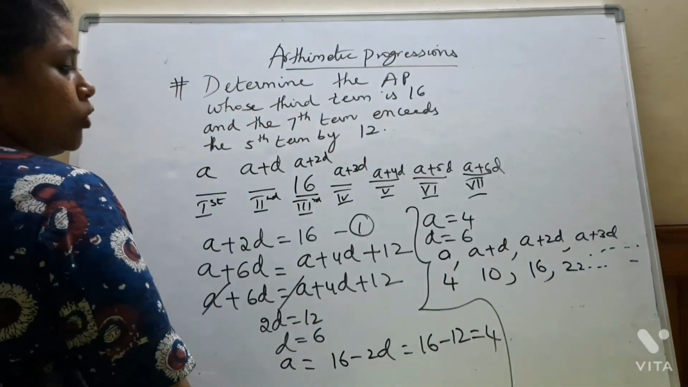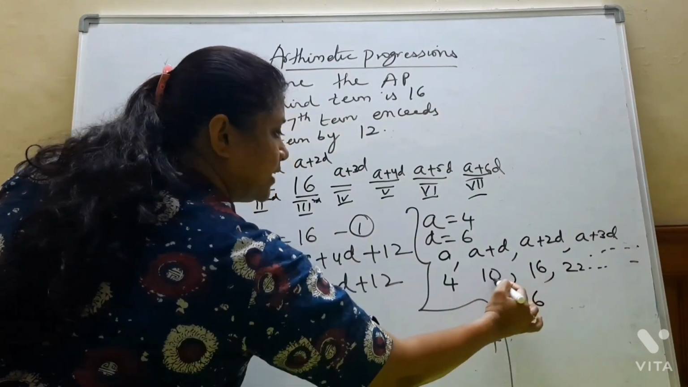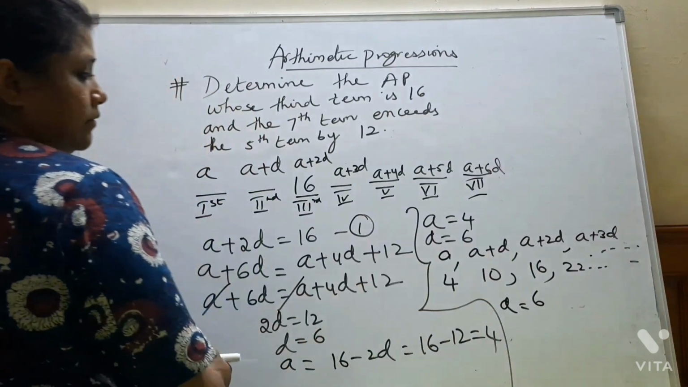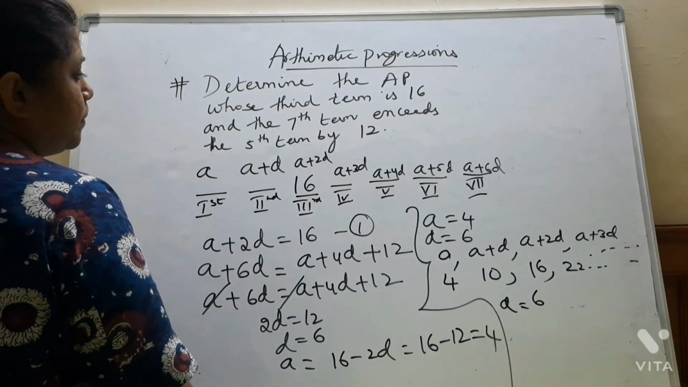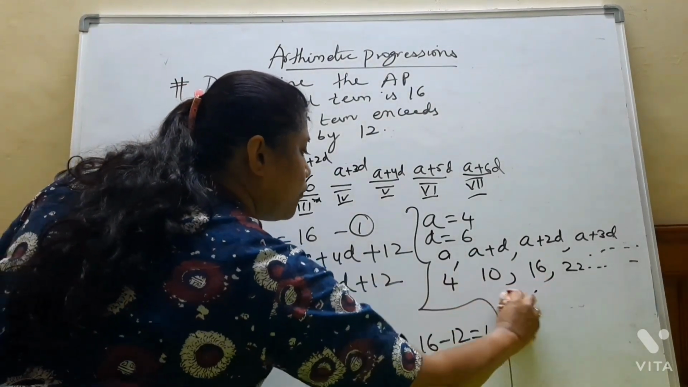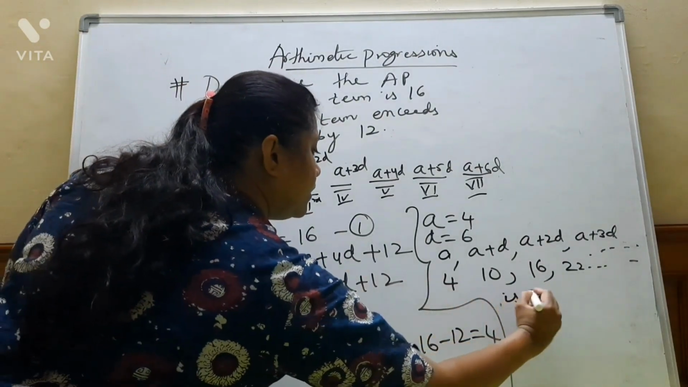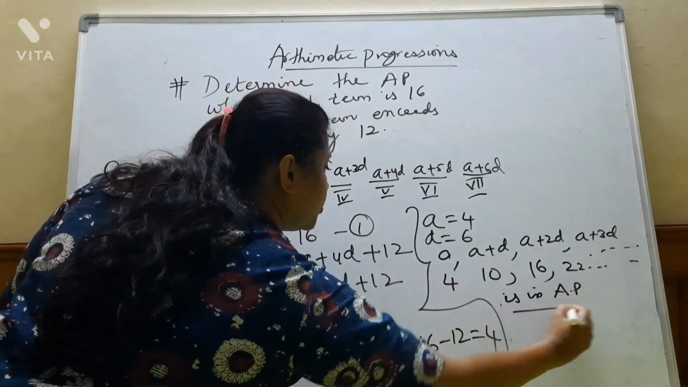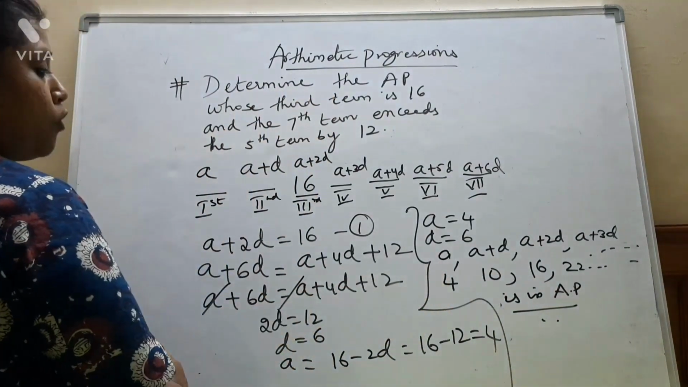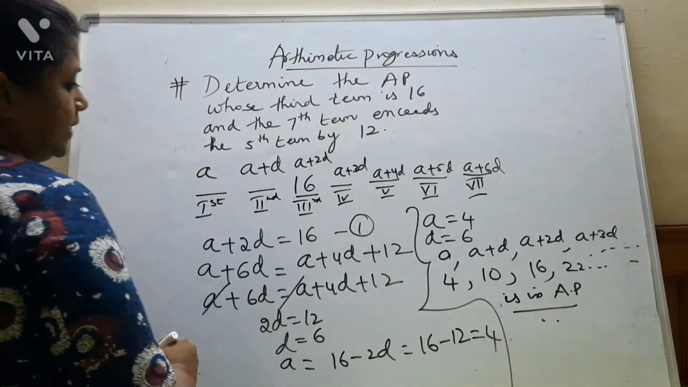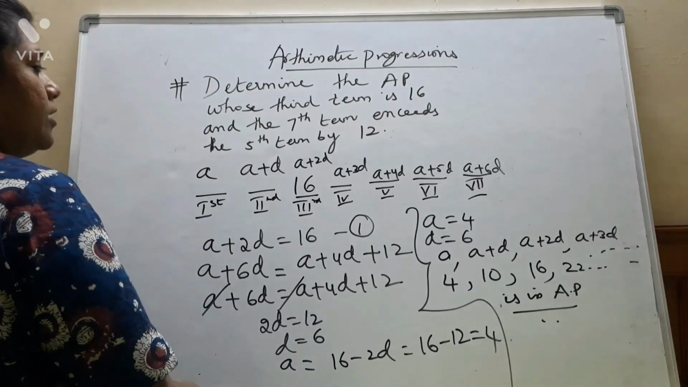So this is my arithmetic progression. You can easily verify. The common difference is what? 10 minus 4, 6. 16 minus 10, 6. 22 minus 16, 6. So I would say that it is verified that this particular series which I got, 4, 10, 16, 22, is in arithmetic progression. So that's what is being asked. They said determine the AP. So this is my AP. 4, 10, 16, 22 is my desired arithmetic progression.